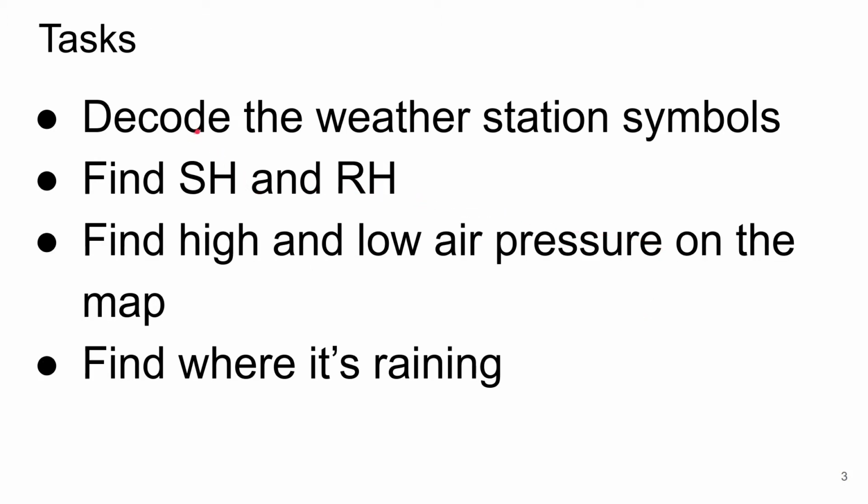You should be able to decode the weather station symbols. There's keys for all of that. You should be able to find specific humidity and relative humidity. And since the station information gives us temperature and dew point temperature, if you know dew point, you know what the specific humidity is. If you know specific humidity and maximum specific humidity, you can calculate the relative humidity. Find high and low air pressure on the map. That'll be pretty easy. Find where it's raining. Again, pretty easy.